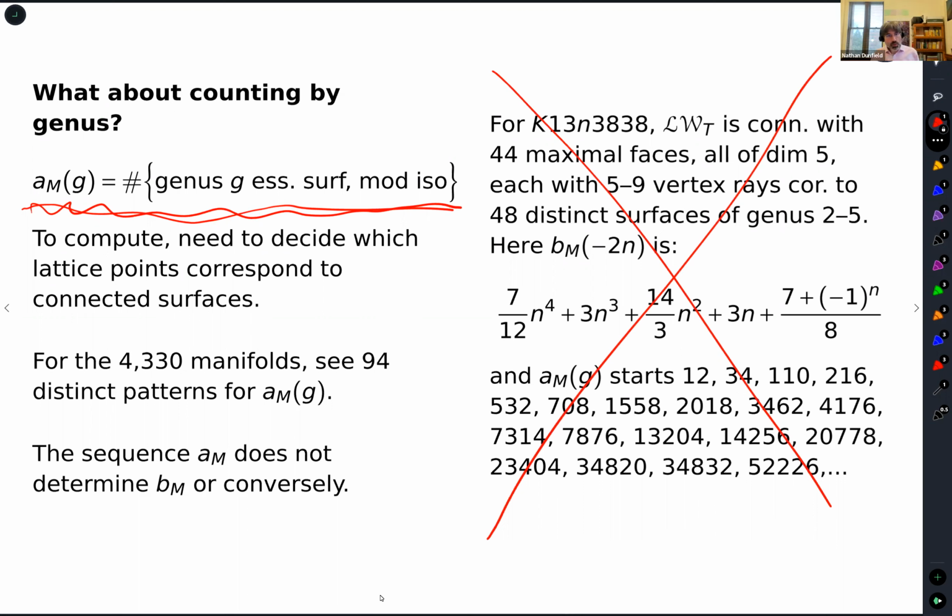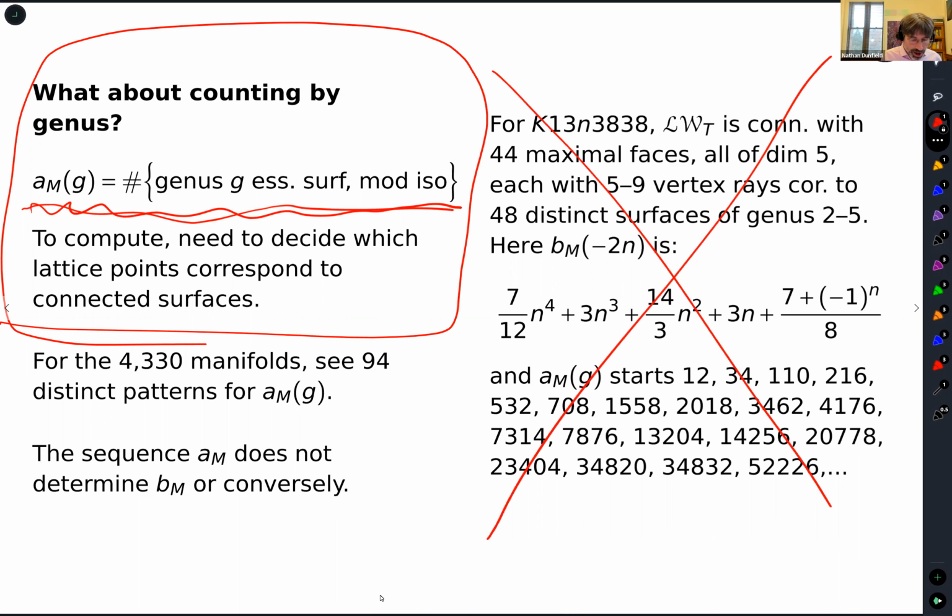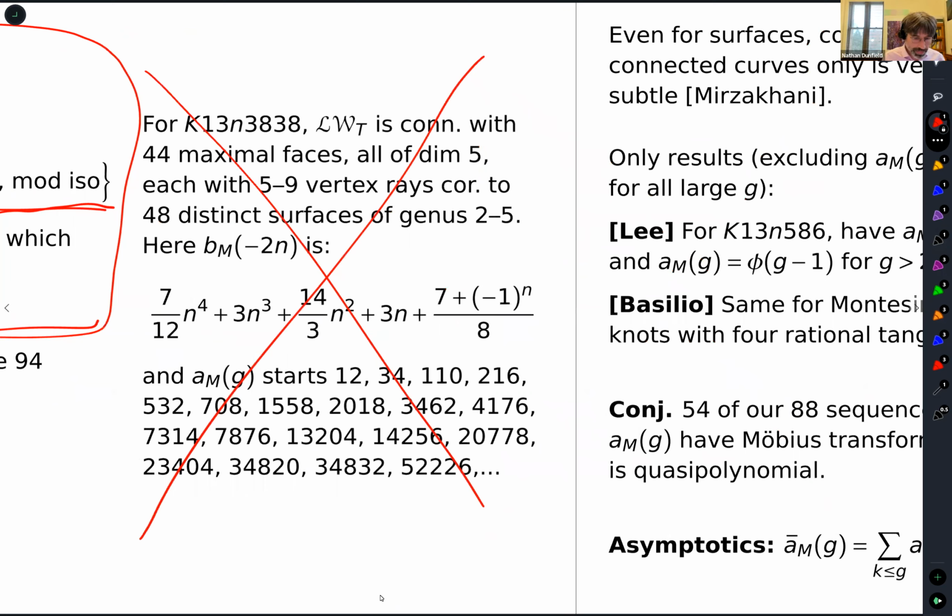We could go ahead and ask, what about just counting the connected ones? As a computational question, that's a question about deciding which of the lattice points that we're counting correspond to connected surfaces. For any given surface, this is not hard. It's made up of triangles and quadrilaterals. You could just glue everything up, see how many components you have. So that allows us to do computations, but it doesn't allow us to see what the pattern should be.